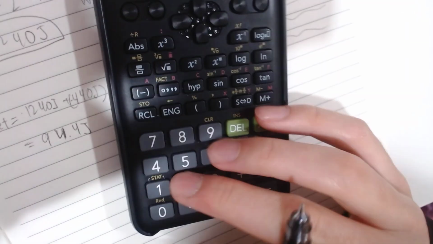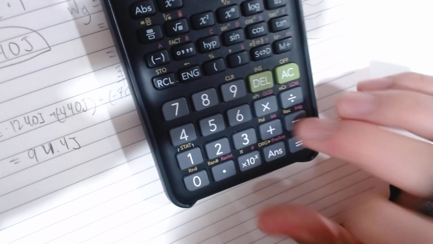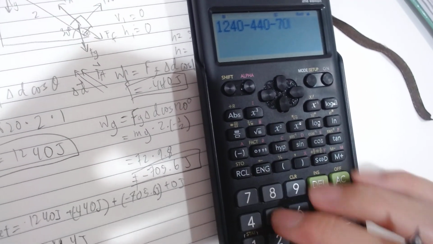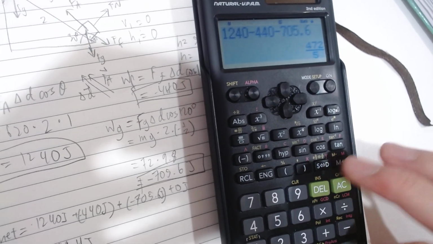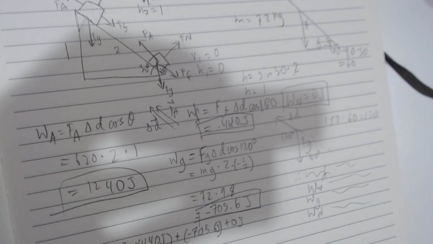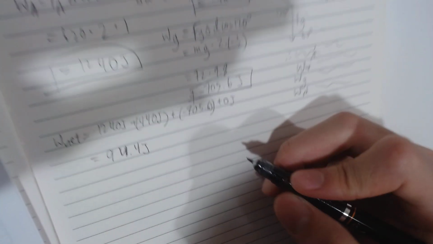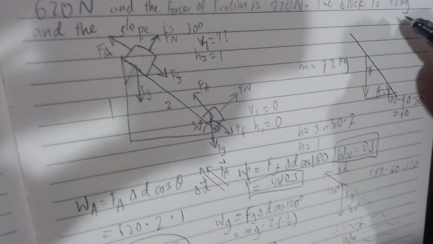Let's write it with our calculator. So we have 1,240, subtract 440, subtract 705.6, and we should get 94.4. Yes. Am I the smartest man alive, or am I just the smartest man alive? I don't know. Am I? I couldn't tell you. Okay. Oh, shoot, I'm getting distracted. The block is 72 kilograms.